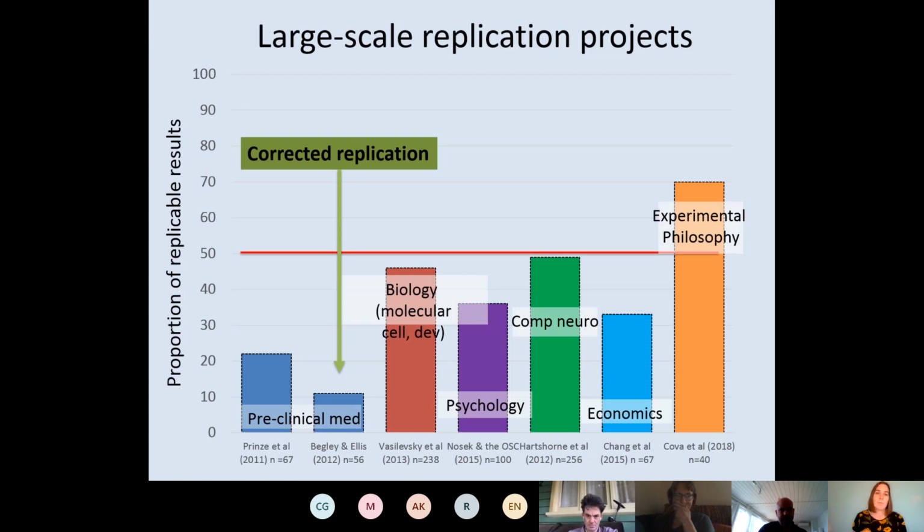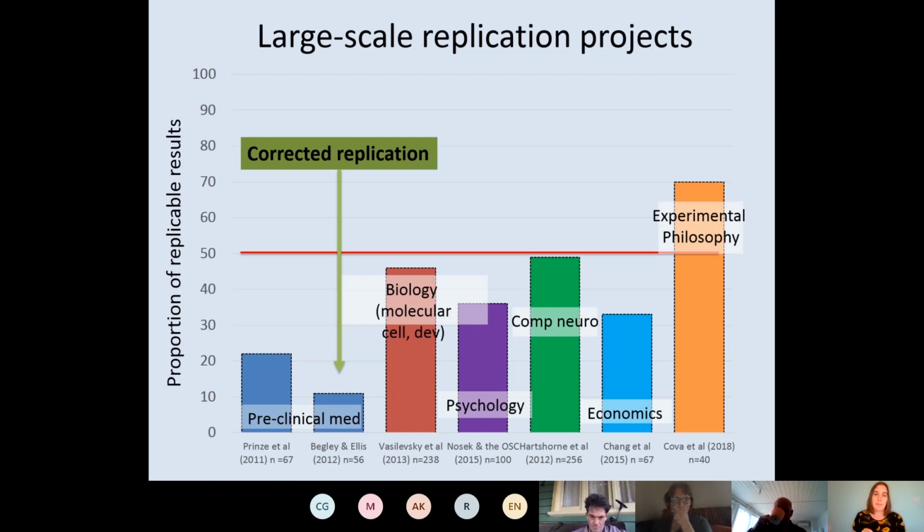And you can see that when they repeated these studies, in some cases hundreds of studies, in some cases not quite as many, they found the same results as in the original studies less than 50% of the time, except for experimental philosophy, which is an interesting niche case. And I've got some theories about why that's happening, but I won't go into them yet. I can talk about them later if you like.